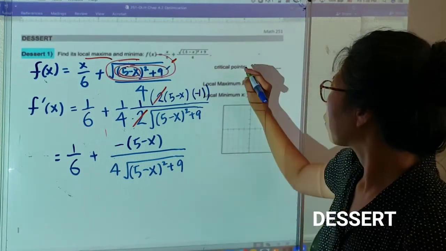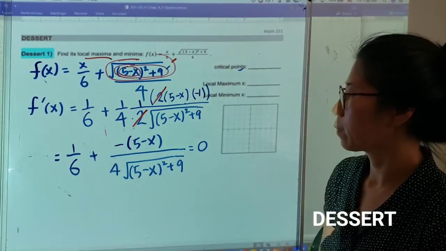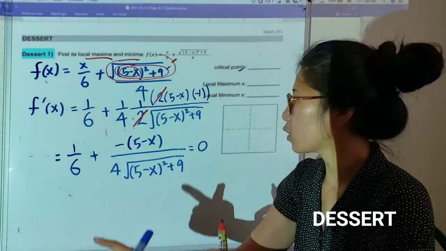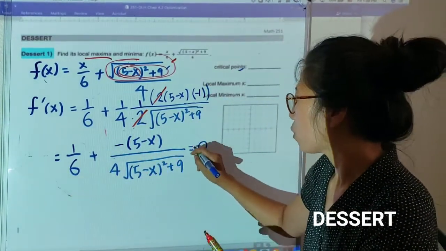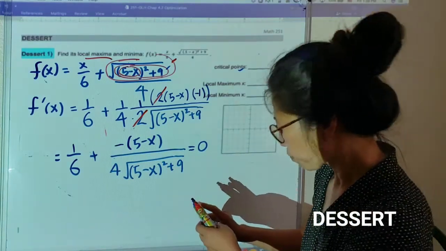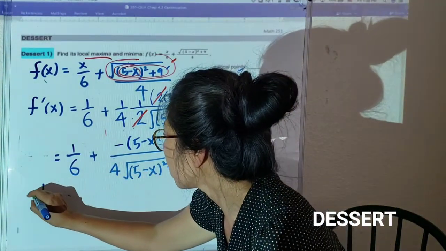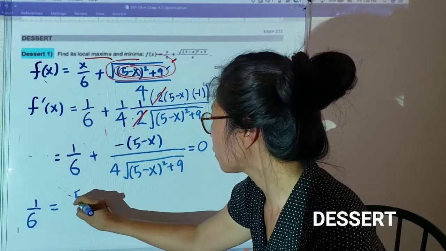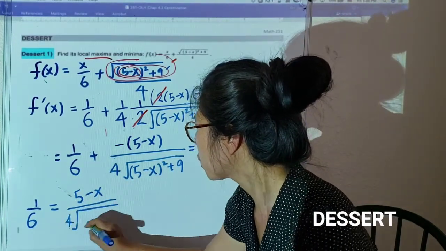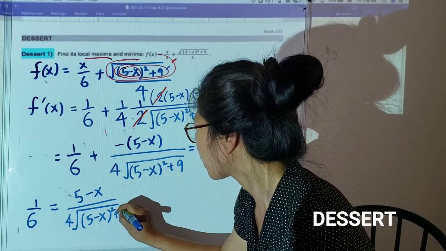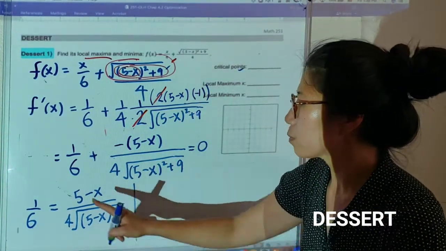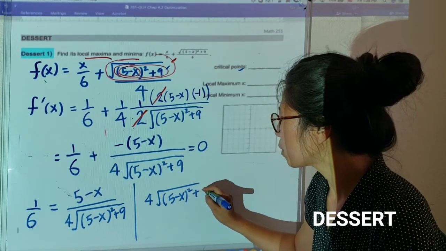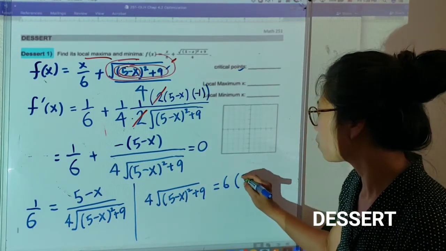So from here, I want to find the critical point, so I'm going to set it equal to 0. That means, do you see that I can move this one to the right side, and then I can do cross multiplication. So I set it equal to 0. I hope that I have enough room. Then 1 over 6 is equal to, if I move this one, it becomes 5 minus x over 4 root of 5 minus x squared plus 9. Okay, let's do cross multiplication. That will be 4 square root of 5 minus x squared plus 9 is equal to 6 times 5 minus x.